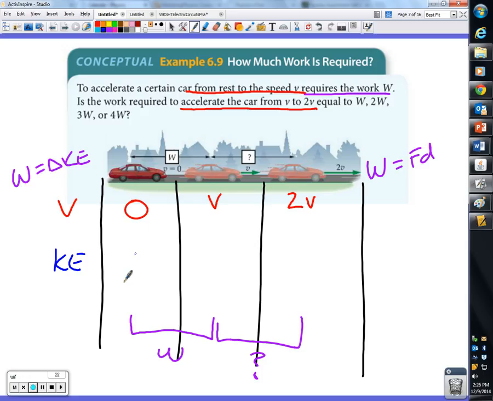In the first picture, if the velocity of the car is 0, what has to be true about its kinetic energy? It has to be 0 as well. In the second picture, while it doesn't give us a mass and it doesn't give us an actual velocity, we can't calculate the exact amount of kinetic energy.